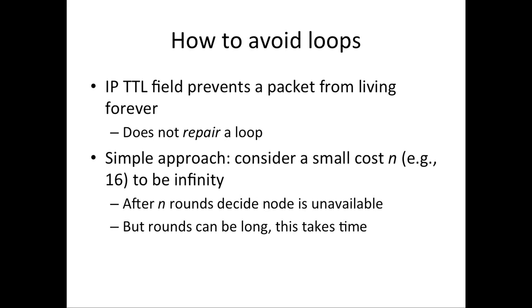So how about count to infinity? That's a loop in the control plane, right? Not necessarily data packets going round and round. It's just that the paths point around: if you follow the path, you're forming a loop. That's what's happening in the control plane. But it turns out, if you set a small cost to be infinity, after a while the nodes will say, well, we have a path of length infinity, so that's not a valid path. Because the cost is going to keep on increasing, right?